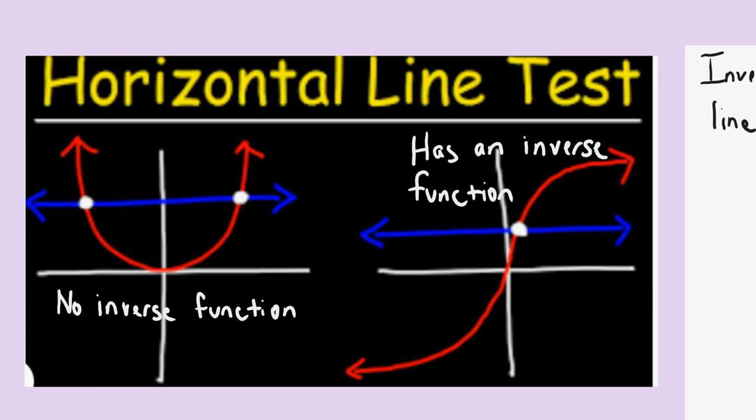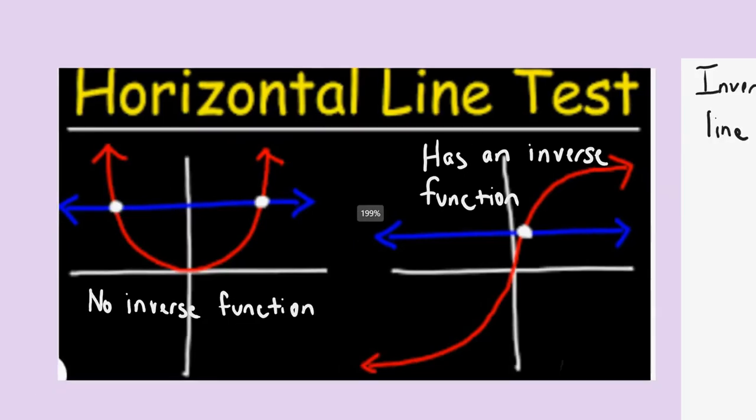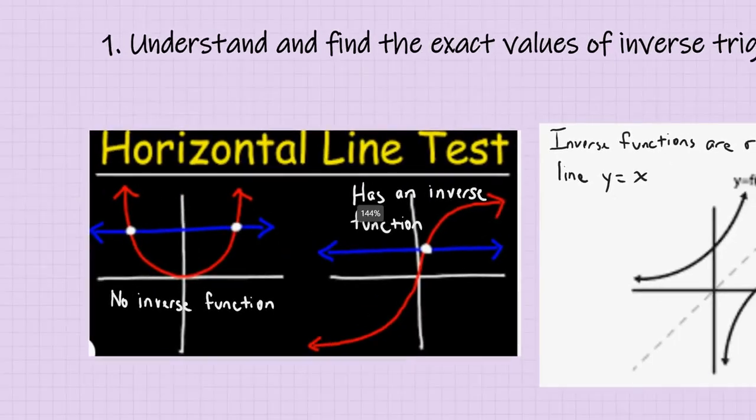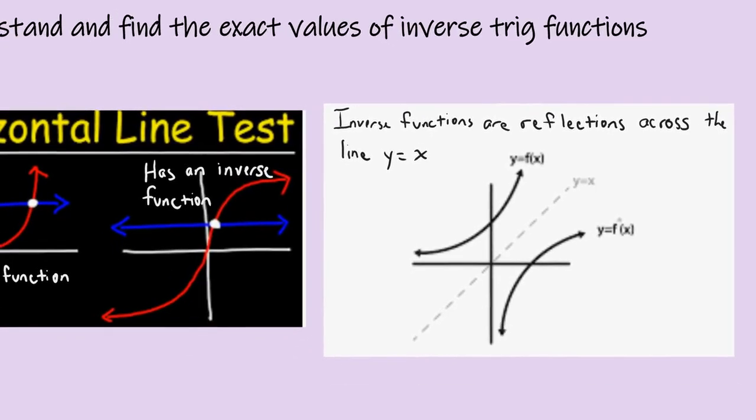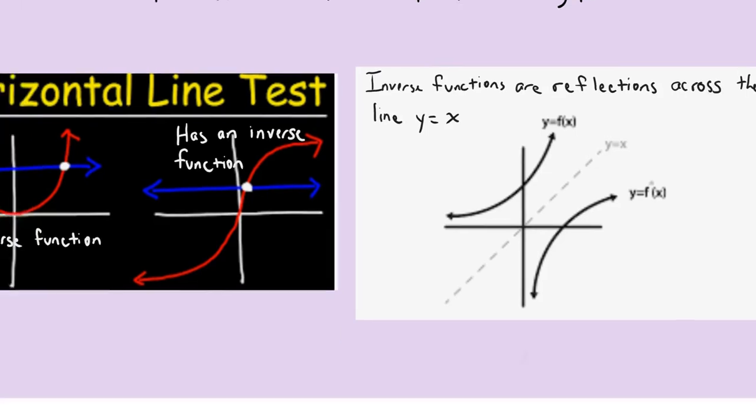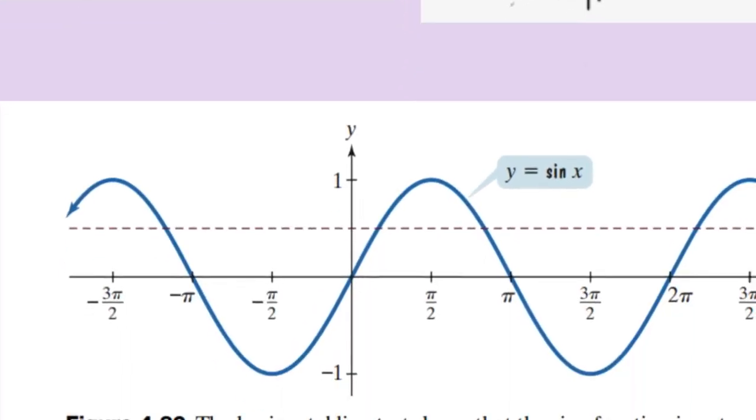On the right-hand side, that does have an inverse function, because we don't have any point on that red equation where that blue line intersects more than once. So inverse functions pass the horizontal line test. Functions that do not have inverses do not. Another truth that we came across is that inverse functions are reflections of each other across the line y equals x. All right, so now let's go take a look at what we've been doing with our trigonometric functions.